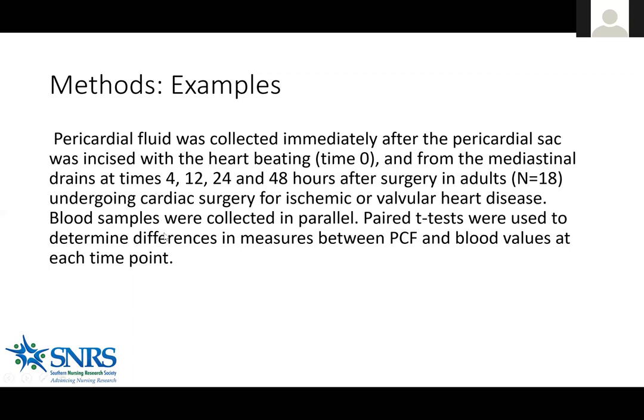And then blood samples were collected in parallel. And then how did we analyze the data? Paired t-tests were used to determine differences in measurement between pericardial fluid and blood values at each time point. And so to get something succinct like that, it takes a lot of writing and rewriting, and really trying to find how I can get my message across in as few, not just words as possible, but often as few characters as possible.